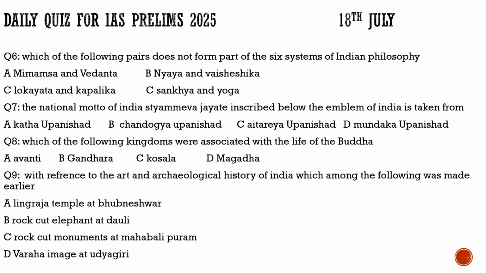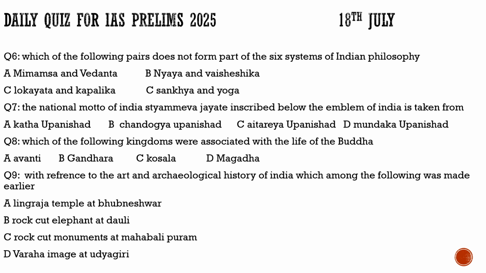coming to the previous year questions, here the question says, which of the following pairs does not form part of the 6 systems of Indian philosophy? If you have read your ancient history, you would have gone through this. So let us see which of the following pairs does not form part of the 6 systems of Indian philosophy. Is it Mimamsa and Vedanta? No, it is part of the 6 systems of Indian philosophy.